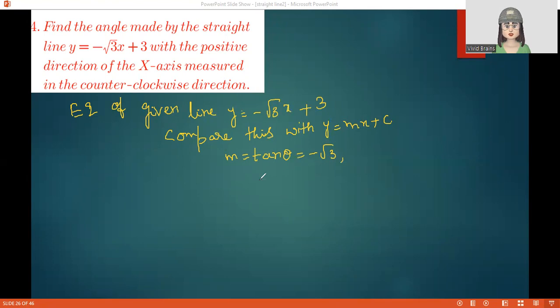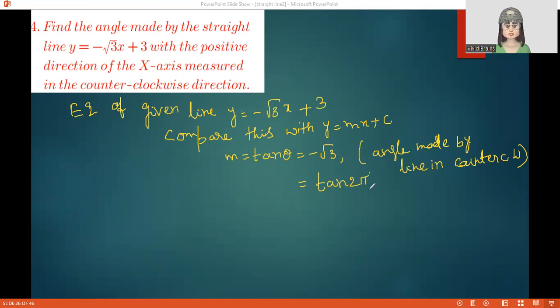So tan theta is minus root 3, what do we get? The angle made by the line in the counterclockwise direction with the x-axis, that is very important. So we can say that because tan theta is equal to minus root 3, counterclockwise means it should be 2 pi by 3, right?